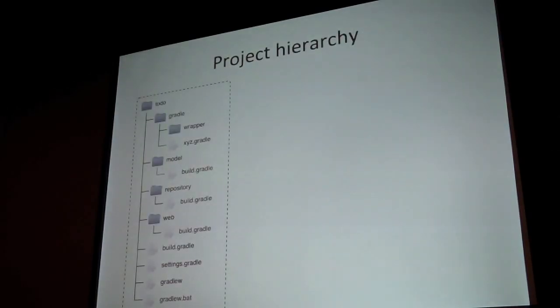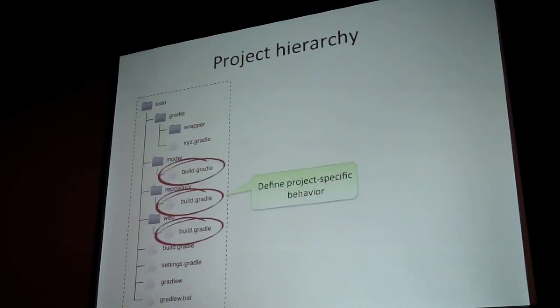So let's have a look at the project hierarchy of our sample project. You see on top there's a to-do root directory, and then we find our subcomponents here as well: model, repository, and web. Underneath each of them, you have a project-specific build.gradle file. It defines specific tasks or configuration for a specific project or component. So in the web project, we could say apply the WAR plugin, or tell me how to bundle the WAR file, that kind of stuff, which is totally not relevant to model or repository.